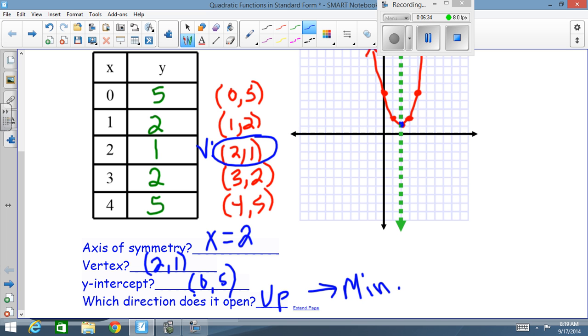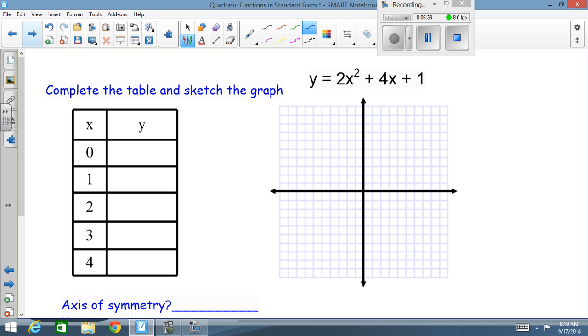Okay? I'd like you to pause right now, and I want you to try the second example in your workbook on page 49, example B, 1B. Go ahead and try this one on your own.